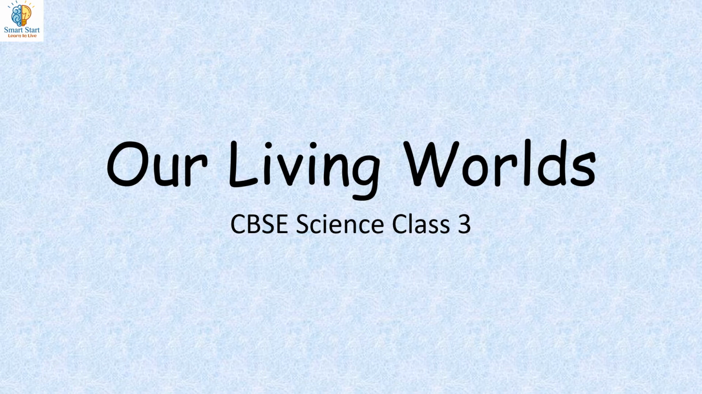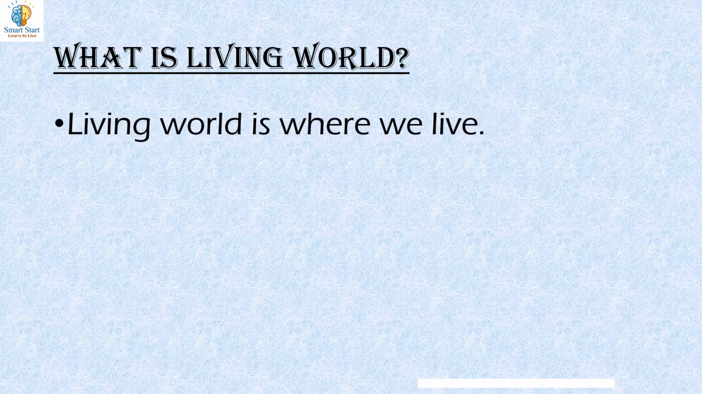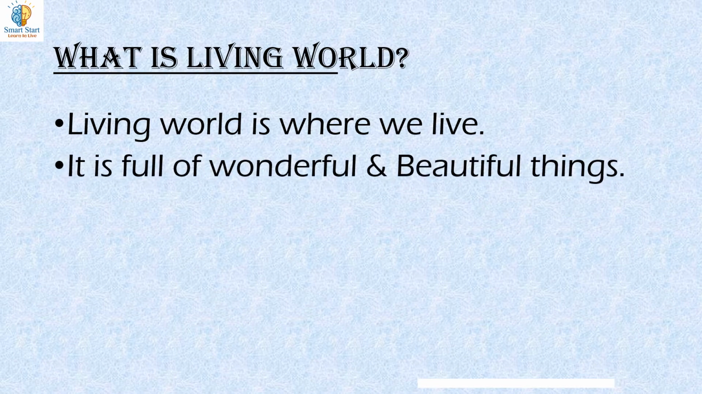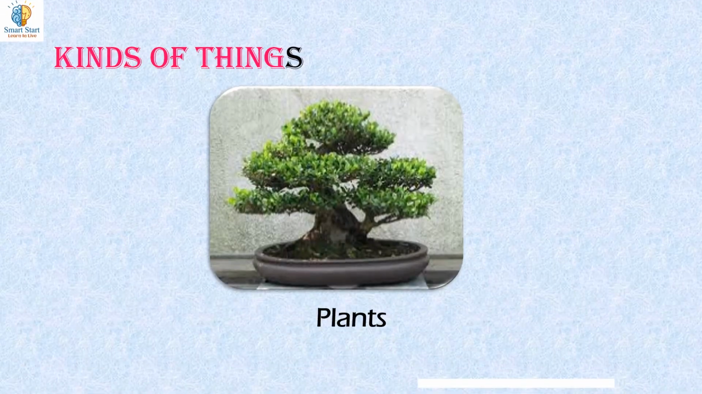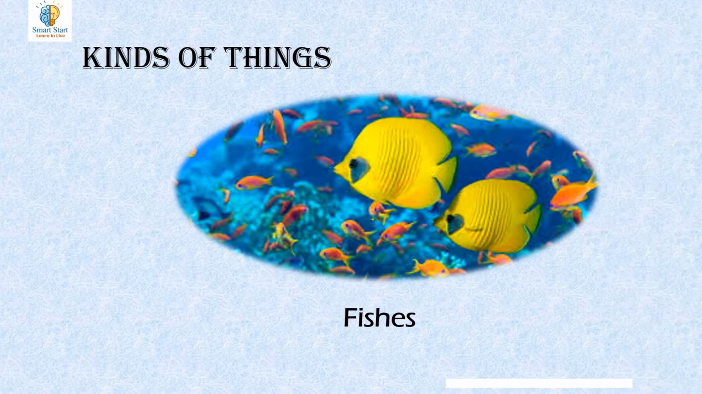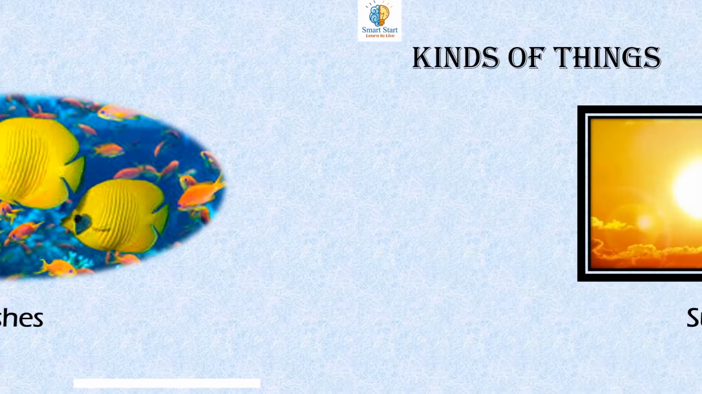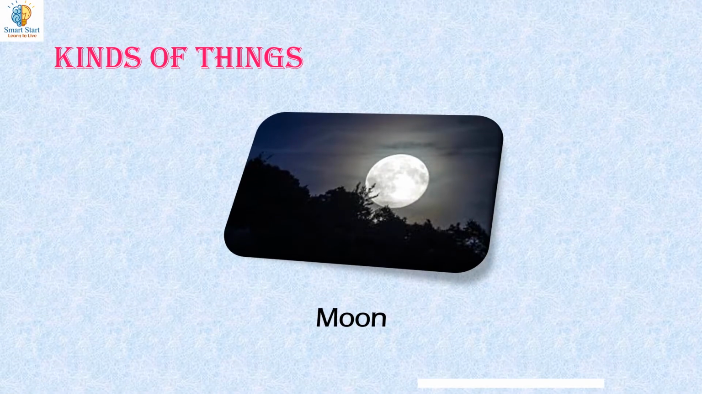Today we will know about our living world. What is living world? Living world is where we live. It is full of wonderful and beautiful things. There are many kinds of things like birds, plants, butterfly, fishes, sun, moon, cars, furniture, buses, and so on.